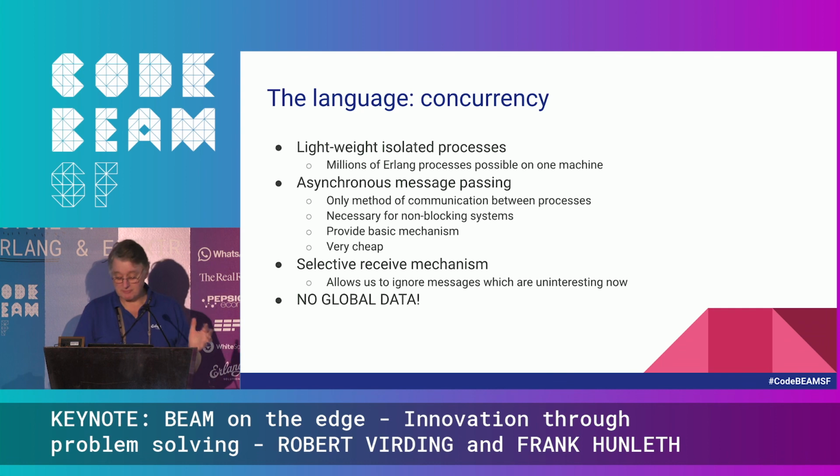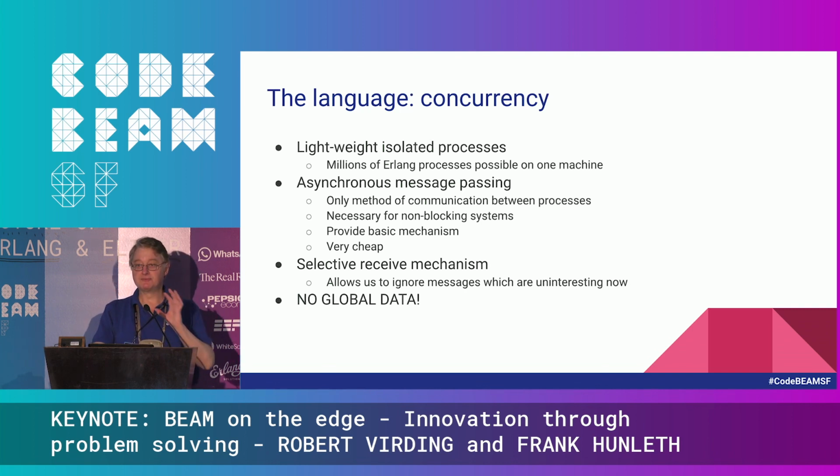I'm not going to show you an example, but if anyone's interested after, I can show you a very simple example from inside the gen servers. It's a selective receive mechanism. I choose which messages I want to see now, and I'll leave all the rest till later, which means you don't get a combinatorial explosion of being able to handle every message everywhere. And there is no global data. We don't do shared, we don't do mutable, and we don't do global.